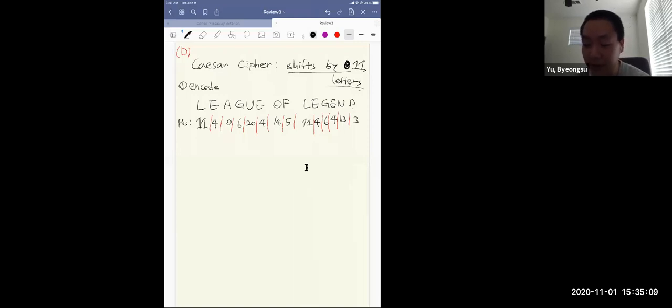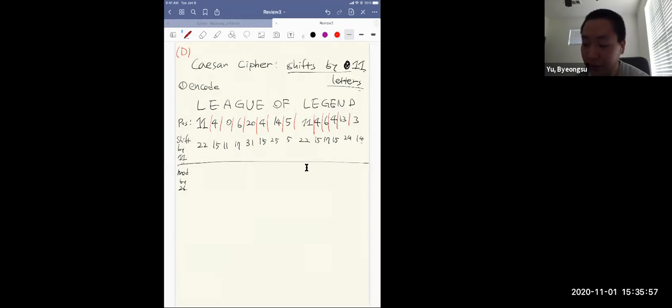And the shift is 11, so shift by 11. What you need to do is just add 11 to each number, right? So 11 plus 11 is 22, 11 plus 4 is 15, 11, 17, 31, 15, 25, 5, 22, 15, 17, 11 plus 4 is 15, 24, 14, right? And here, just take mod 26.